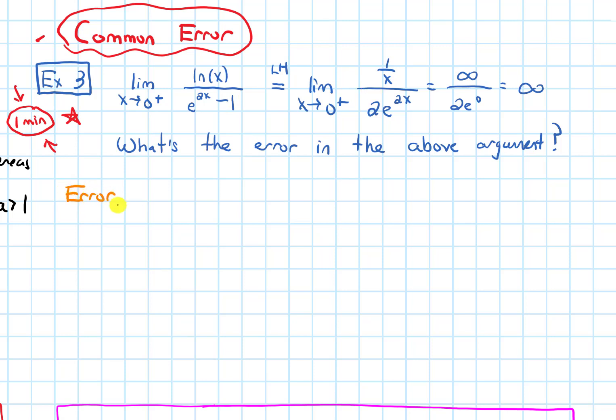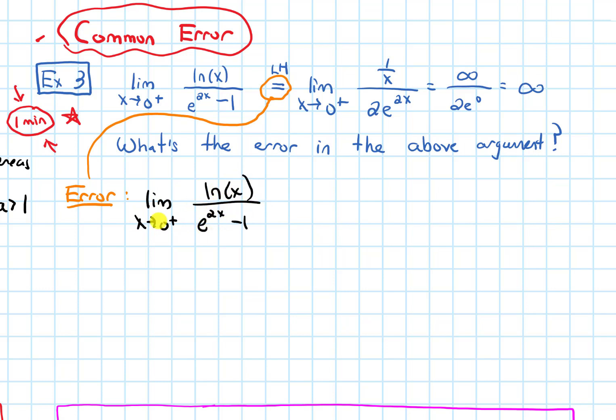So this question, there is an error, and the error is in the very first step where they use L'Hopital's rule. So it's at that step right there. And it turns out that there's something wrong about them using L'Hopital's. So if we take the limit as x approaches 0 from the right of ln of x over e to the 2x minus 1, if we plug in as a first step, I don't just want to plug in 0 straight up on the top, because that would give me ln of 0, which is undefined.